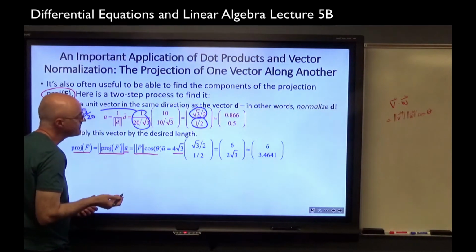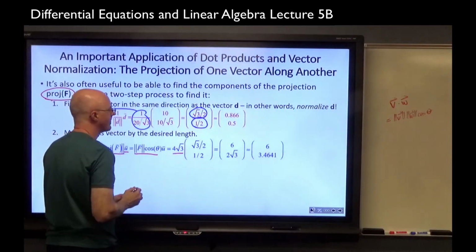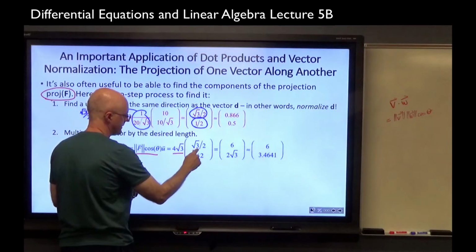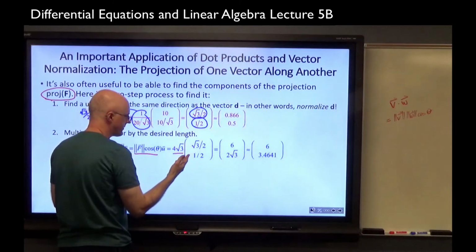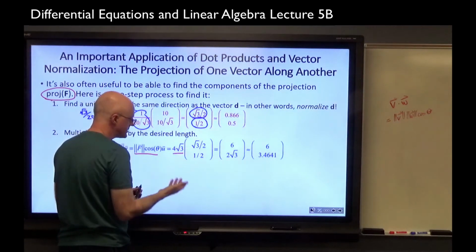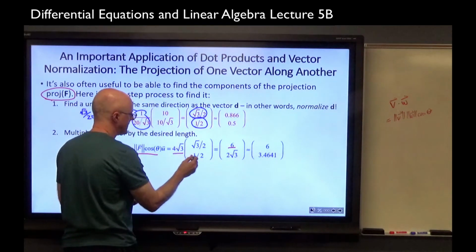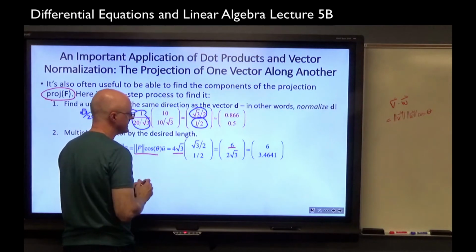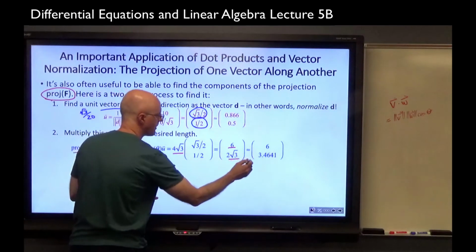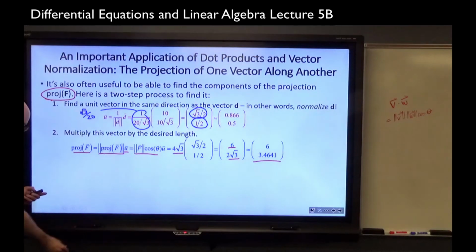4 times root 3. U has these components, multiply 4 root 3 times root 3 over 2. The square root of 3's squared gives you 3. 4 divided by 2 is 2. 2 times 3 is 6. 4 root 3 times 1/2. The 4 and the 2 cancel will leave you with 2 root 3. It's approximately that. That is the projection vector.